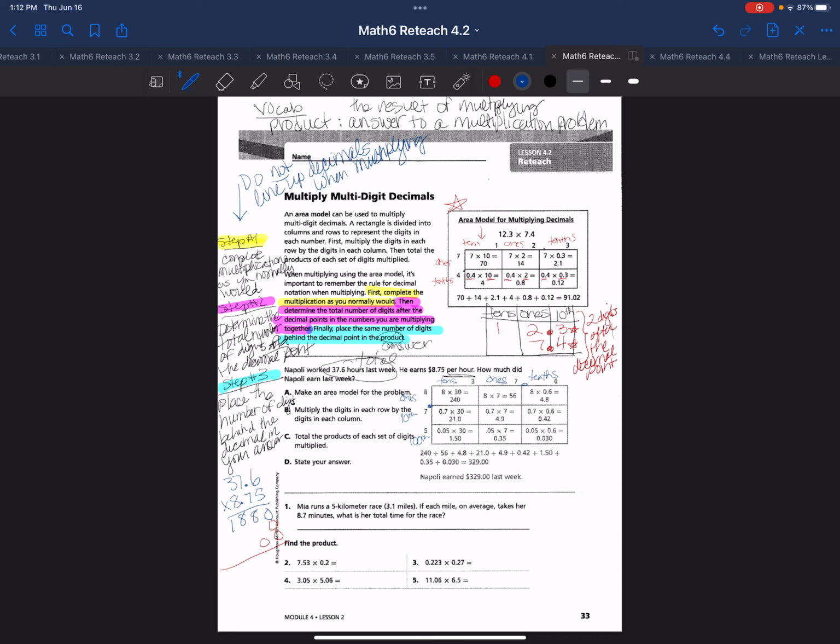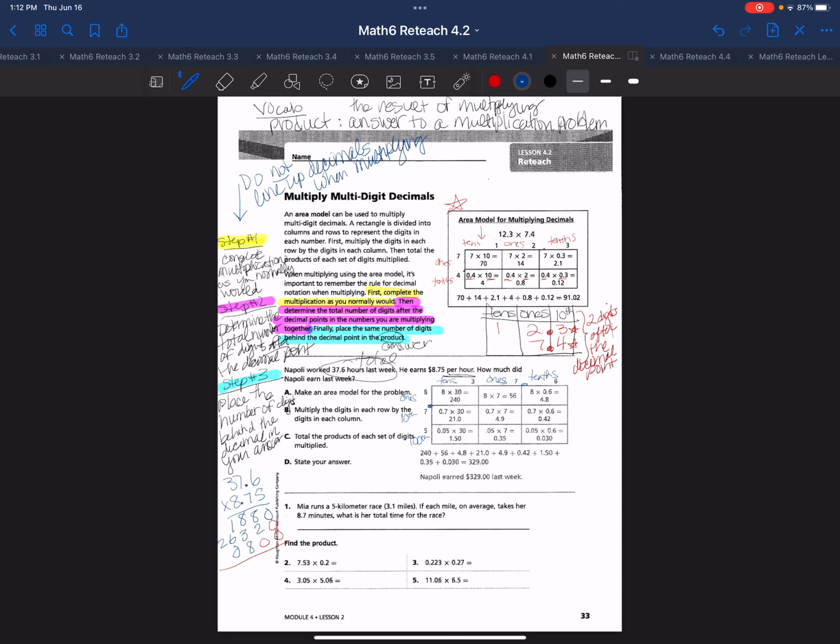Then the next one, 7 times 6 is 42. 7 times 7 is 49 plus 4. And then 7 times 3 is 21 plus 3 is 26. And now we're doing 8 times 6 is 48. 8 times 7 is 56 plus 4. And 8 times 3 is 24 plus 6 is 30.